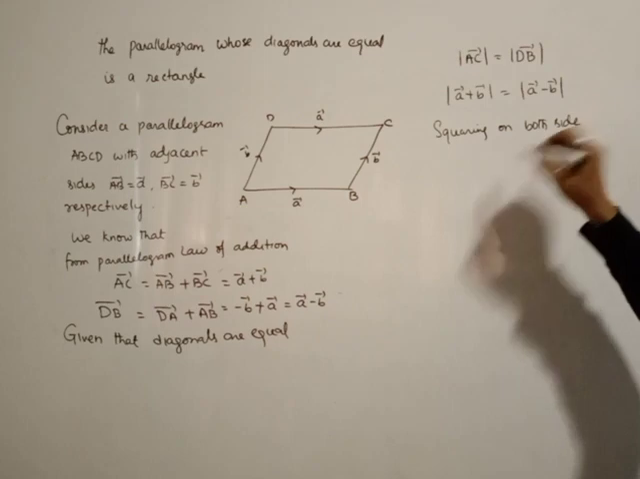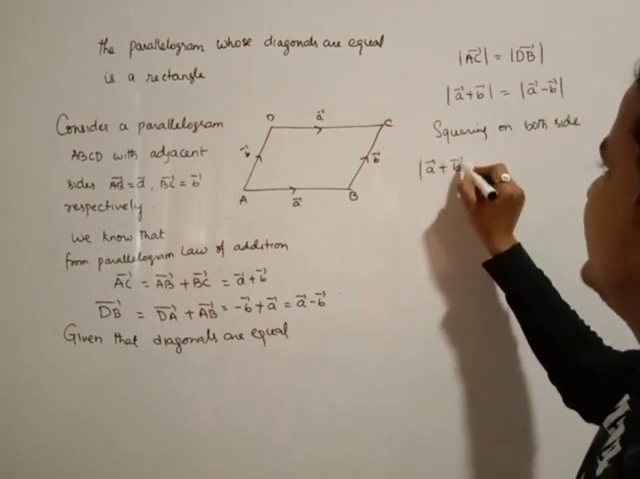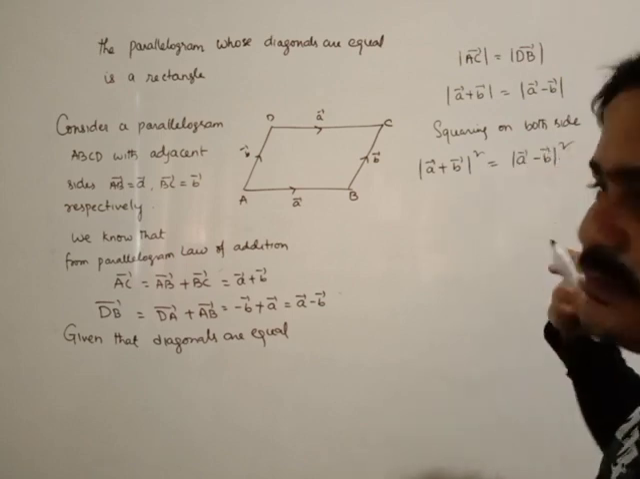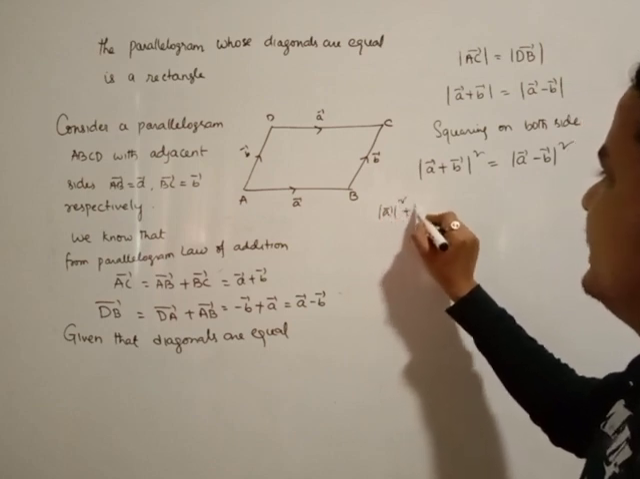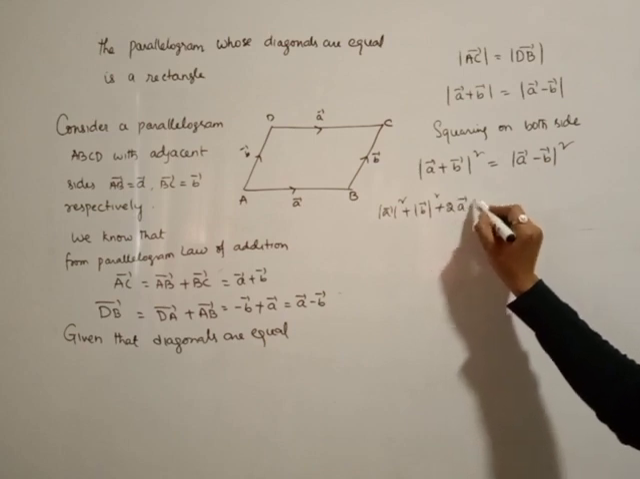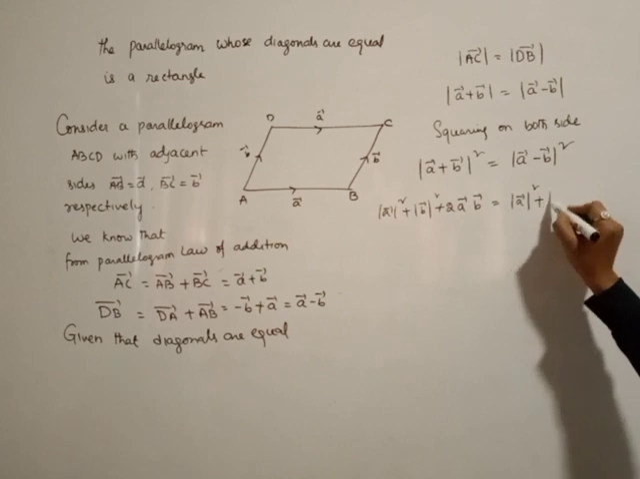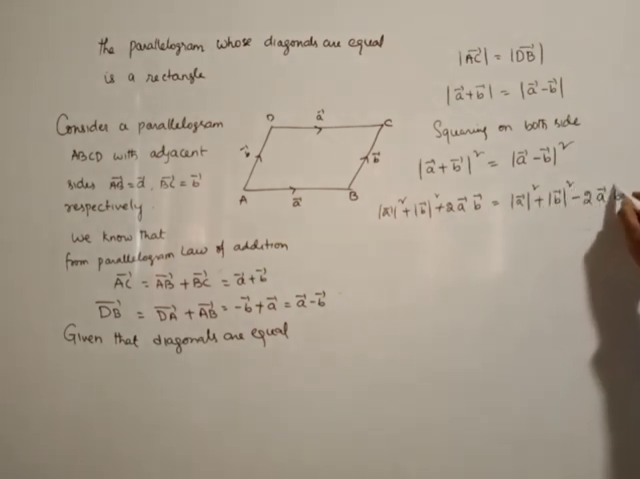Square both sides. Otherwise you write the root formula also, nothing to worry. So modulus of A bar plus B bar whole square is equal to modulus of A bar minus B bar whole square. By the A plus B formula, that is mod A bar square plus mod B bar square plus 2 into A bar dot B bar is equal to mod A bar square plus mod B bar square minus 2 into A bar dot B bar.